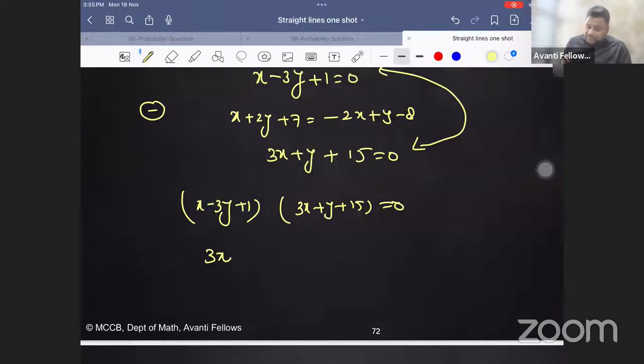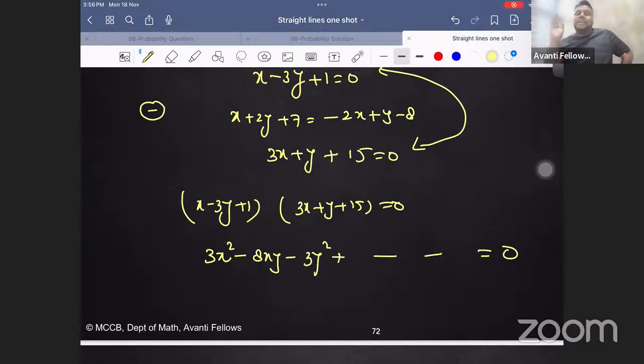So it will be 3x square minus xy and minus 9xy minus 3y square, and so on. Now you can segregate it. Just multiply it and make a comparison for the values of a, h and g. Got it?